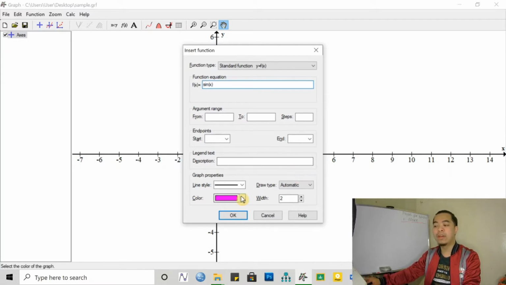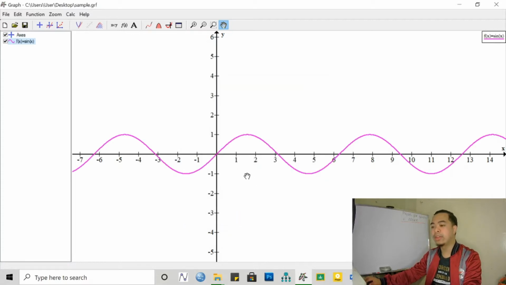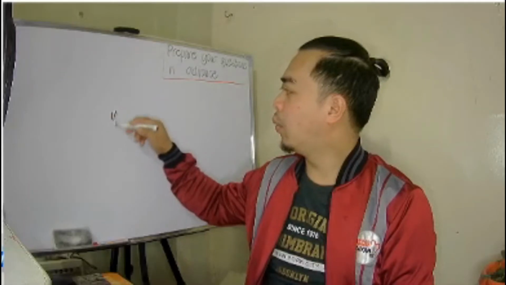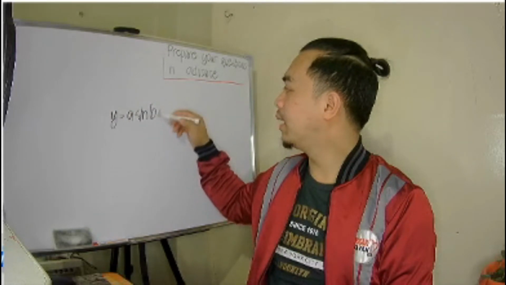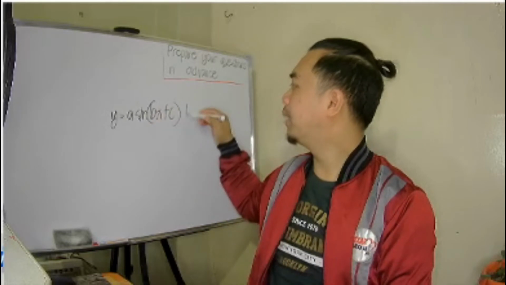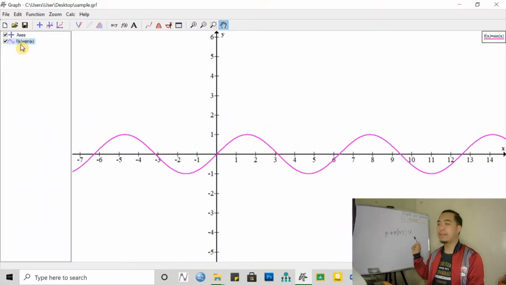We may want to vary the colors here, or limit the graph of the function that we show by using argument range. Okay, let's click this one. It will give us a graph for that sine function. Of course, the most general form of a sine function is y equals a sine of (bx plus c), plus d. So the graph that we see here is just the most basic one. A, B, C, and D here are any real numbers.